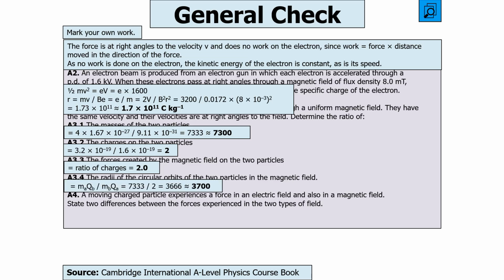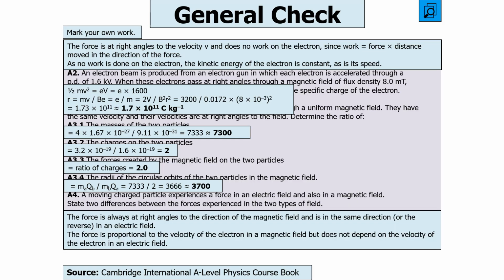Now the radii will be equal, r is equal to MV over BQ, but again, B is going to be a constant, so therefore we can ratio the two values. So therefore it's 7,333 divided by 2, which is 37,000. Then in the last question, the force is always at right angles to the direction of the magnetic field and is in the same direction in the electrical field. Now the force is proportional to the velocity of the electron in a magnetic field, but it doesn't depend on the velocity of the electron in an electrical field.